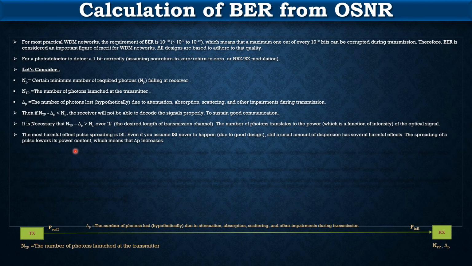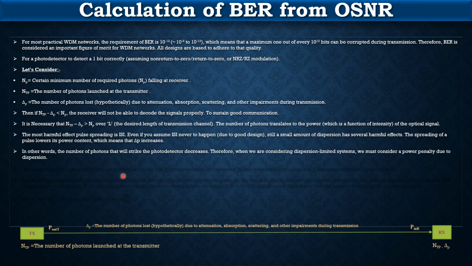The most harmful effect of pulse spreading is ISI. Even if you assume ISI never happens due to good design, still a small amount of dispersion has several harmful effects. The spreading of the pulse power means that delta P increases, meaning loss of photons will increase. In other words, the number of photons that will strike the detector decreases by this effect. If ISI happens, then the photodetector's NP will decrease. Therefore, when we consider a dispersion limited system, we must consider a power penalty due to dispersion.